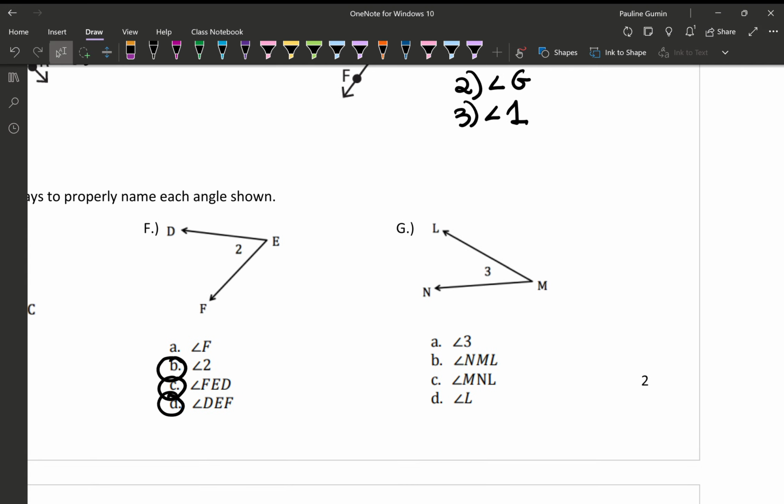For this last one, I can call it LMN. Do I have that? No. I can call it NML. Do I have that? Yes. I can also call this angle M. Don't have that. Or I can call it angle 3.